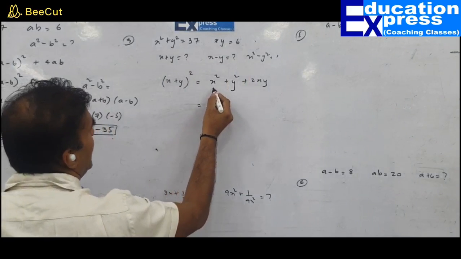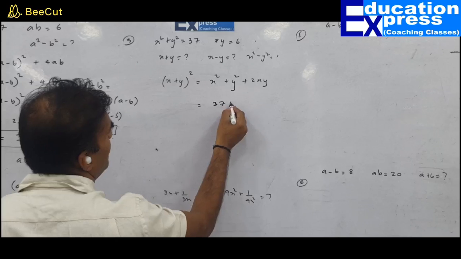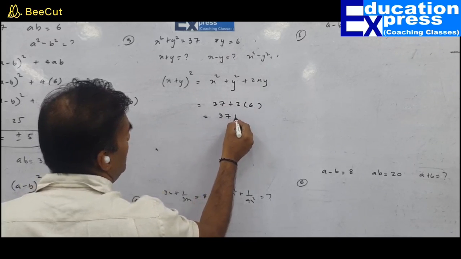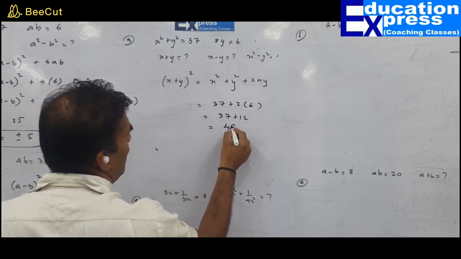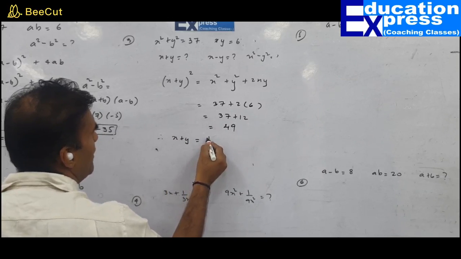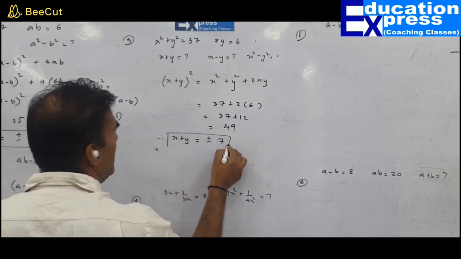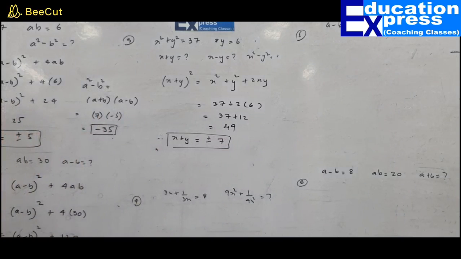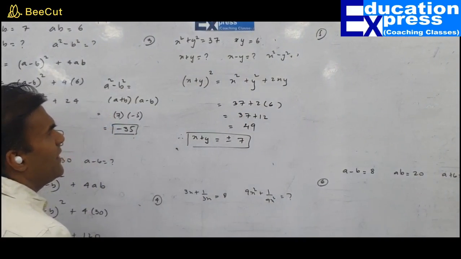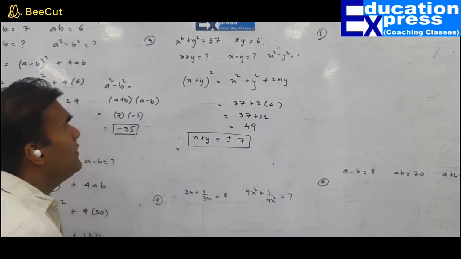Kindly apply. x square plus y square is 37, plus 2xy is 12. 37 plus 12 makes it 49. Therefore (x plus y) whole square is 49, and taking square root on both the sides will give you x plus y equals plus or minus 7. Fantastic. So we are through with x plus y. Now we are interested in finding out x minus y. How do we find out x minus y?